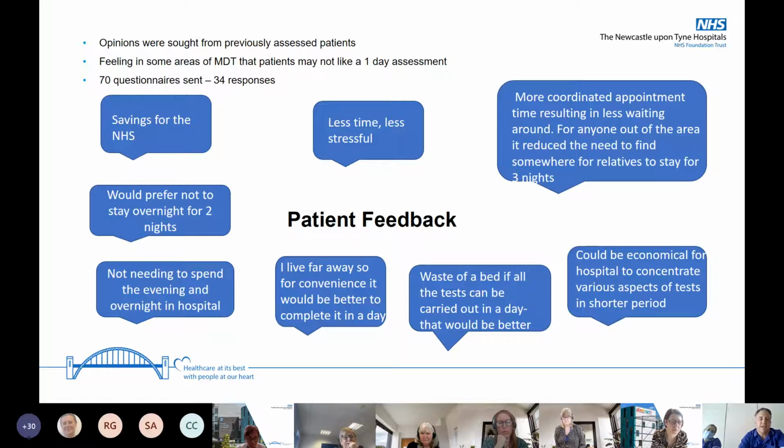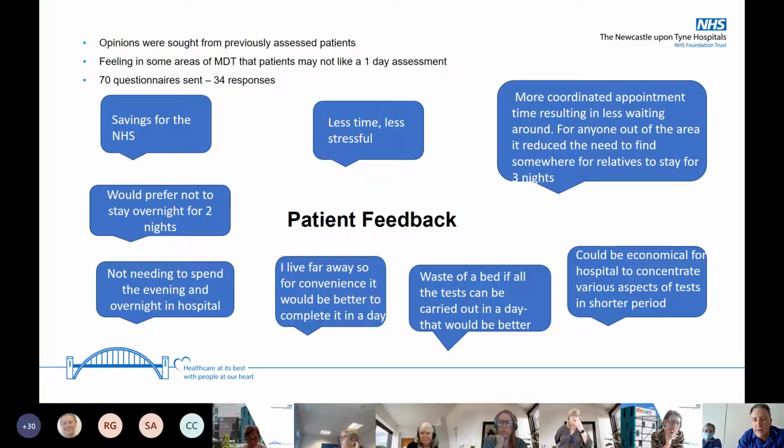So we decided to send out a questionnaire to everybody who'd been assessed the previous year. And we also did a questionnaire because some of the MDT still weren't in agreement that a 1 day assessment would work. So right back in April 2020, we sent out this questionnaire. And some of the responses we got back when we asked about a 1 day assessment was that they didn't want to spend an evening or overnight in hospital.